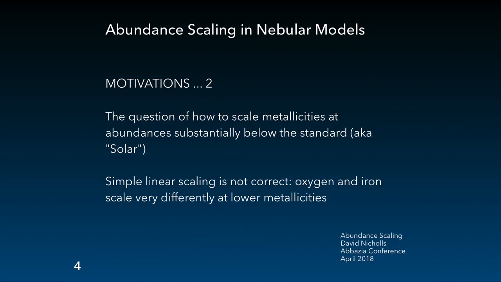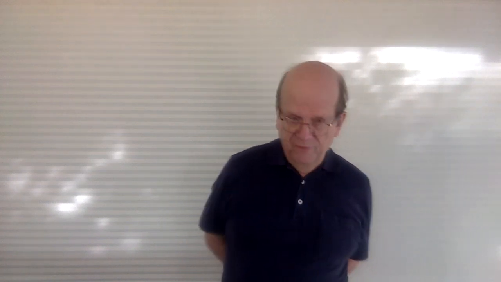Slide 4. Perhaps the most important consideration is how the nebula elements scale at metallicity substantially below the standard. We know that simple linear scaling of the standard abundances is wrong. If you have a nebula with an oxygen abundance of 1/10 solar, the iron abundance is not 1/10 solar, but less than that. So simply dividing each element abundance by a common factor is wrong, yet this has been done quite a bit in the past.